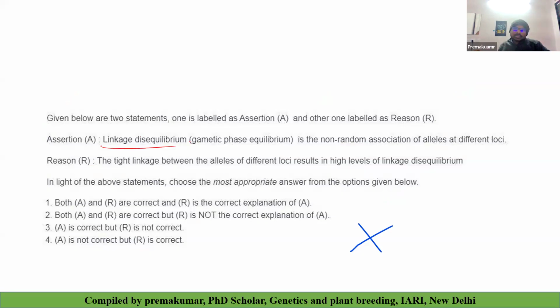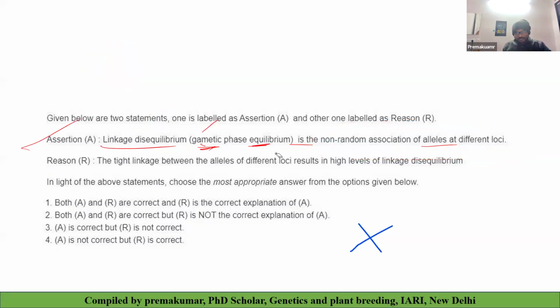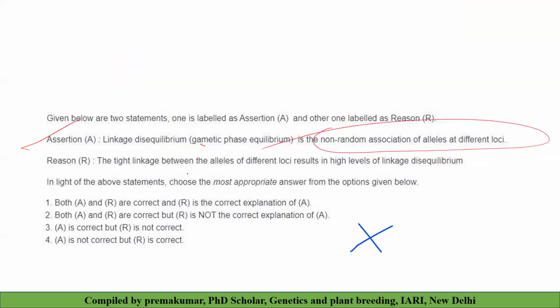Then, linkage disequilibrium is the non-random association of alleles at different loci. And in the bracket he mentioned, finally you are getting linkage disequilibrium in the population, but at gametes, they are in equilibrium. Is the statement correct or wrong? Wrong, sir. How will it be wrong? Linkage disequilibrium is non-random association of alleles of different loci.